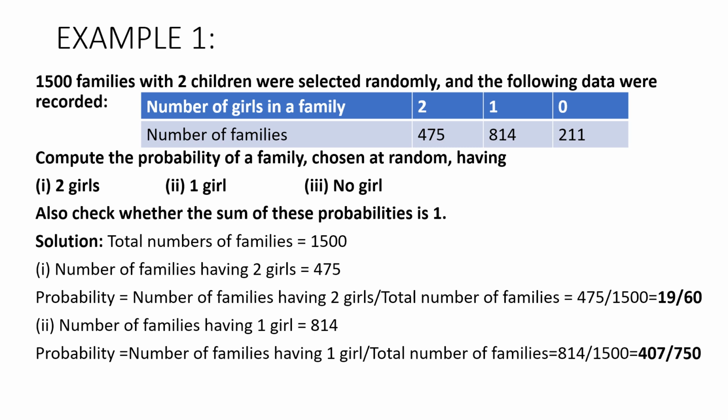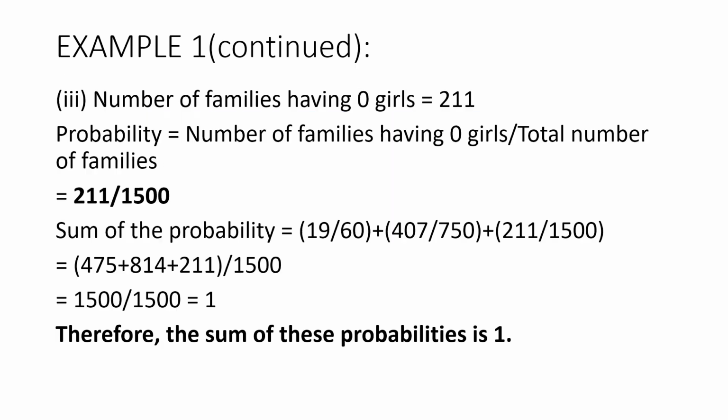Remember, here we are using the empirical approach. What is the empirical approach? That from the data given, we are predicting the probability. Total number of families is 1500. First case, the number of families having 2 girls is 475. So, the number of families having 2 girls upon the total number of families is 475 upon 1500, or 19 by 60. Number of families having 1 girl: 814 upon 1500, which is 407 upon 750. Now the number of families having 0 girls is 211.